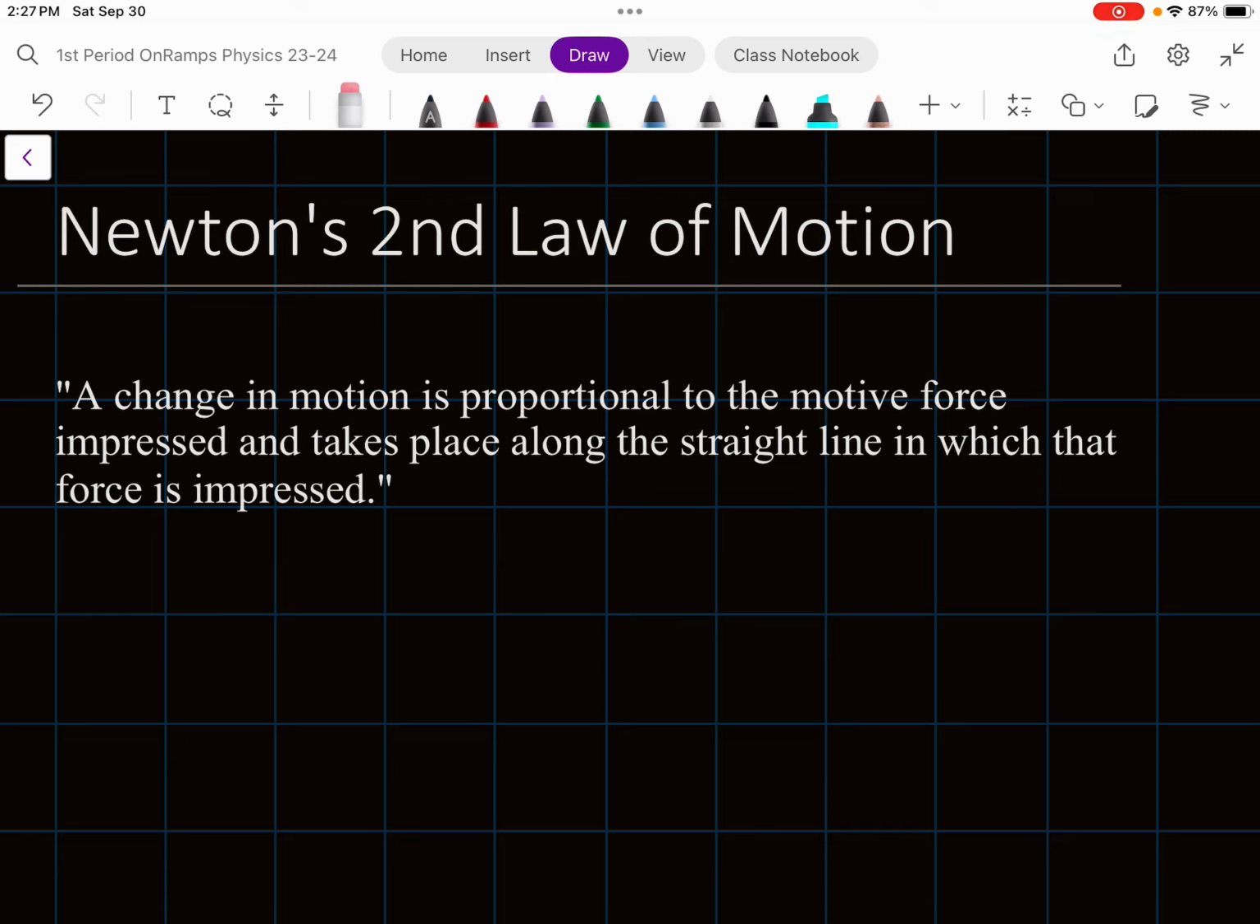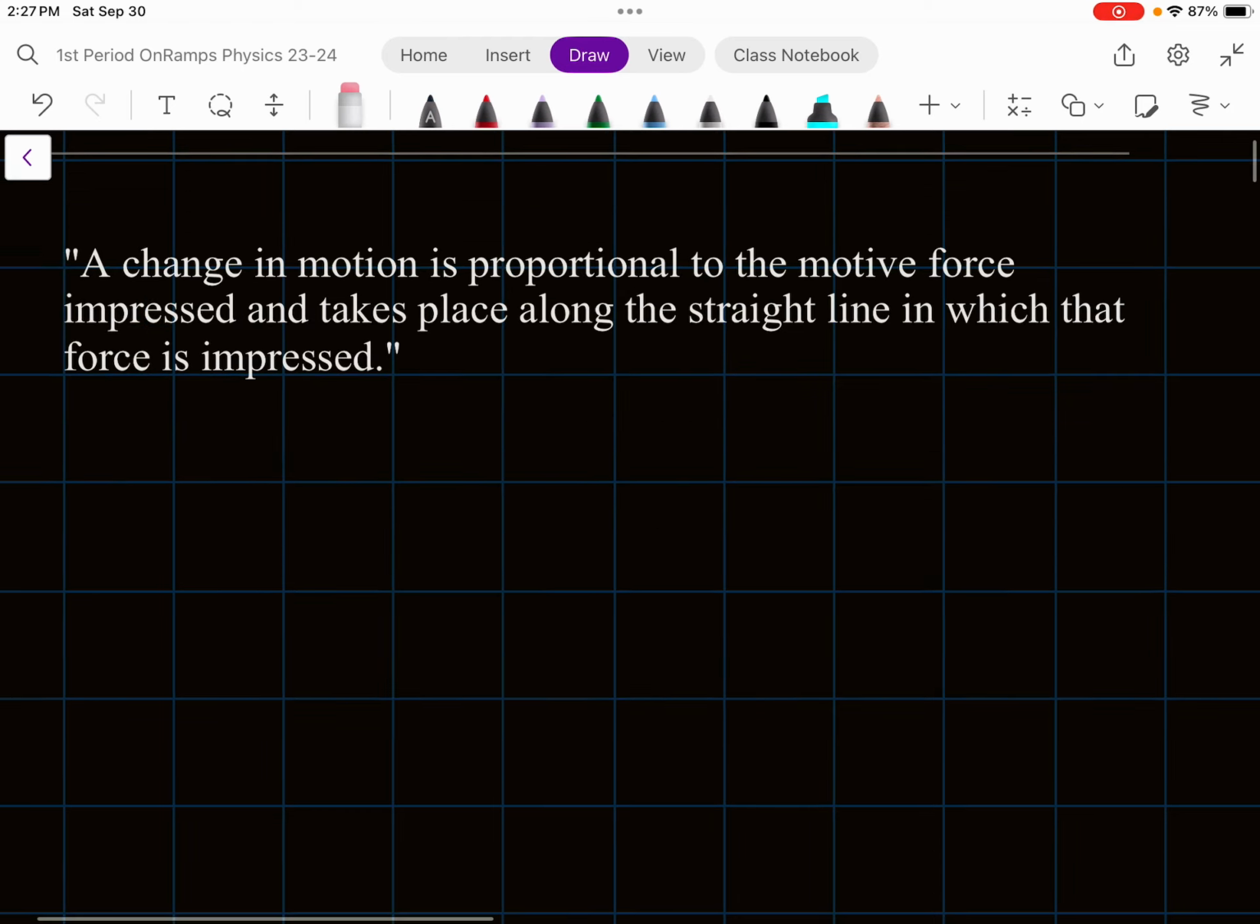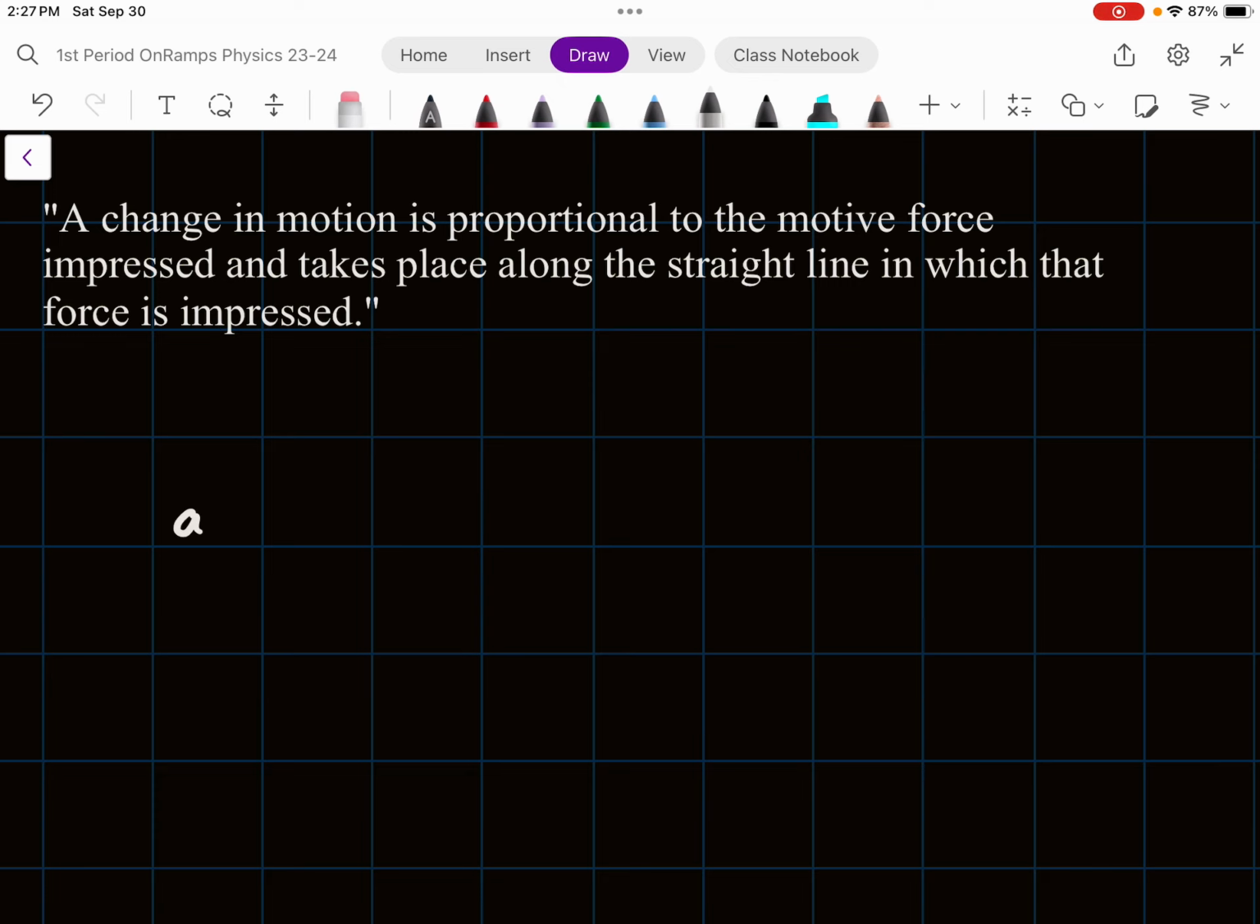Okay, Newton's second law of motion says a change in motion is proportional to the motive force impressed and takes place along the straight line in which that force is impressed. That sounds very complicated, but it could be summarized in one equation. And it says acceleration, and that's a vector, is equal to the sum of the forces divided by the mass.